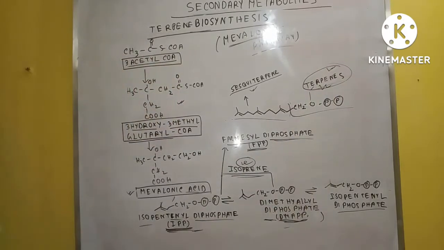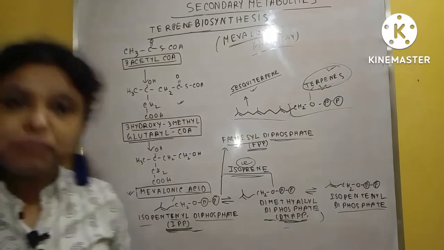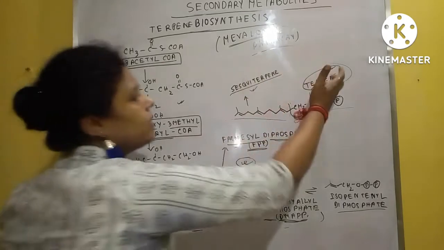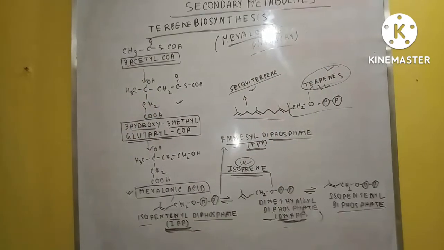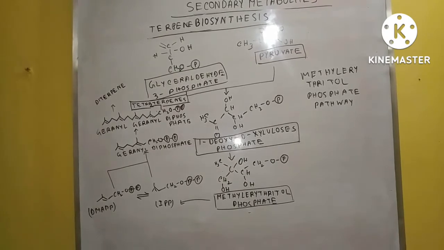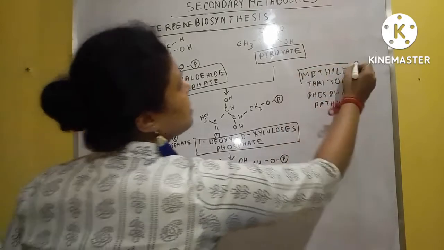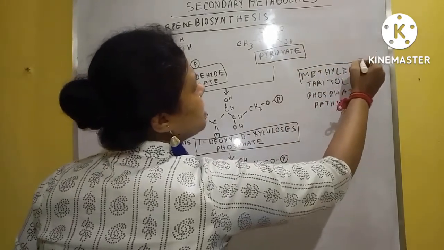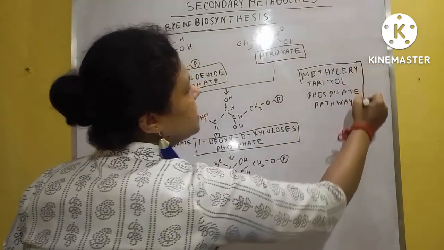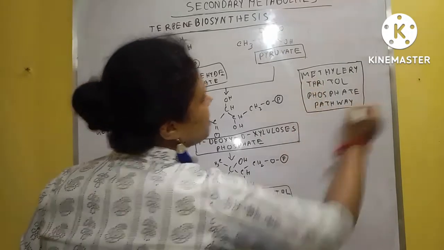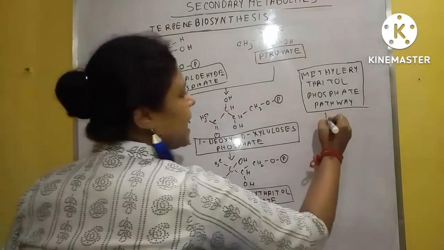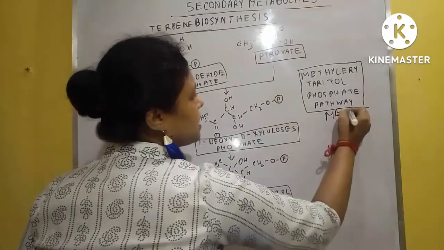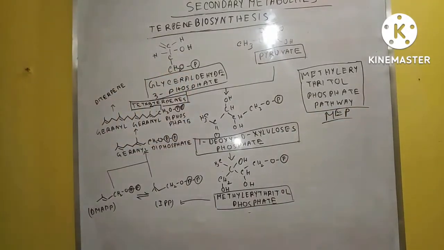Now another pathway we learn, that is the MEP pathway. How the terpene is formed in the MEP pathway, now we learn that. So this is the another pathway. This is called the methyl erythritol phosphate pathway, or the MEP pathway. Okay? MEP pathway. What will happen here?